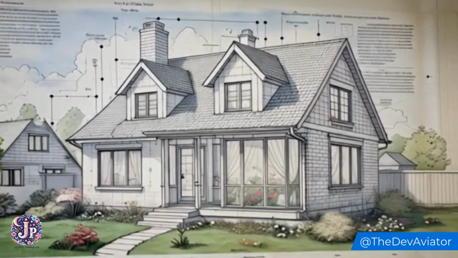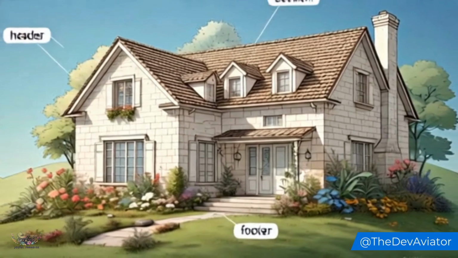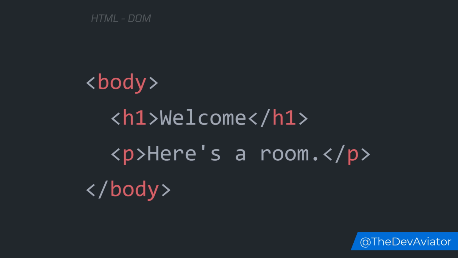Imagine your website is a house. HTML is the blueprint. The DOM is the live structure you can actually walk through. And JavaScript, it's the interior designer.